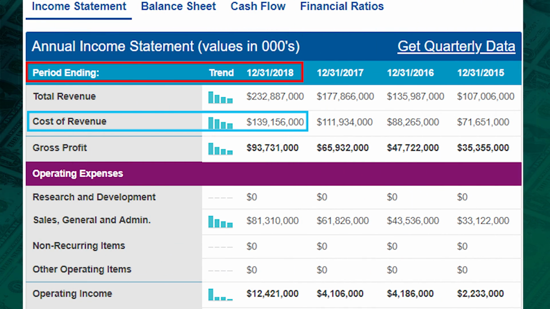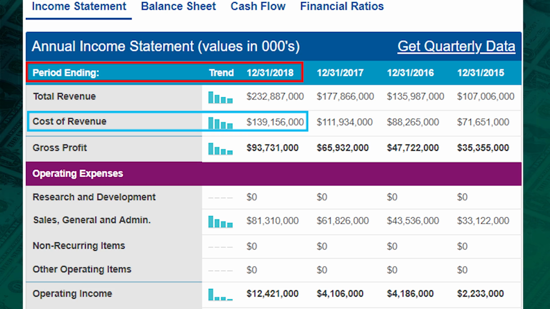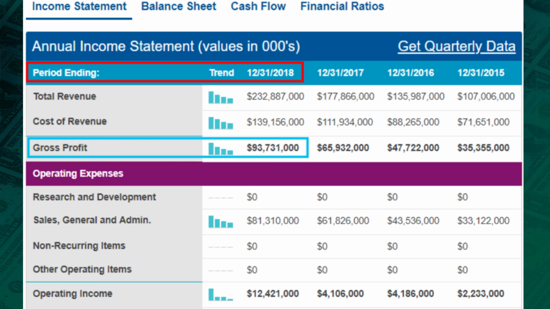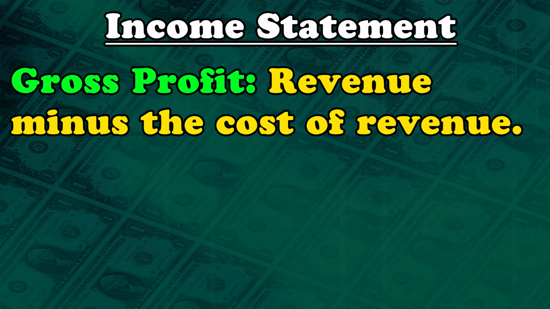If you've ever watched the show Shark Tank, you'll notice that they always ask the guest how much it costs them to make a product and how much they sell it for. This is what they're referring to. We can see that in this case, it cost Amazon almost $140 billion just to make and distribute the products and services that they sold for $232 billion. That of course leaves us with the gross profit, which comes in at $93 billion, which is what they brought in from the sales after paying for all of those manufacturing and distribution costs.